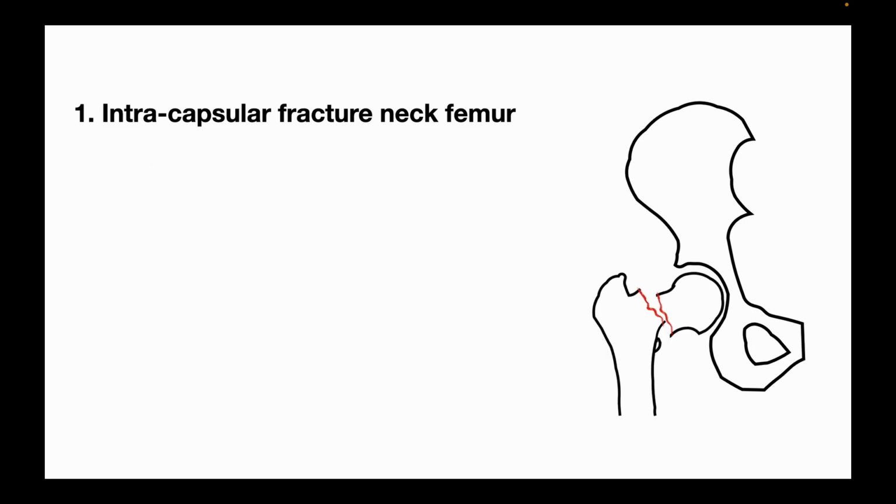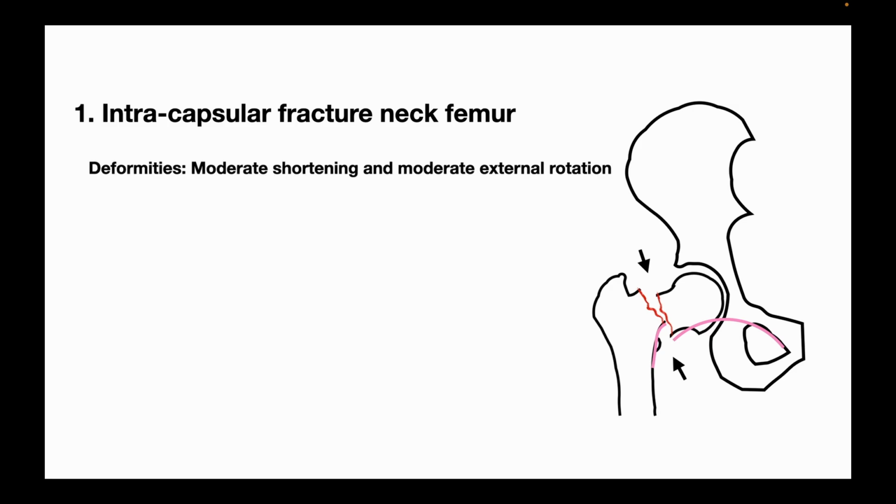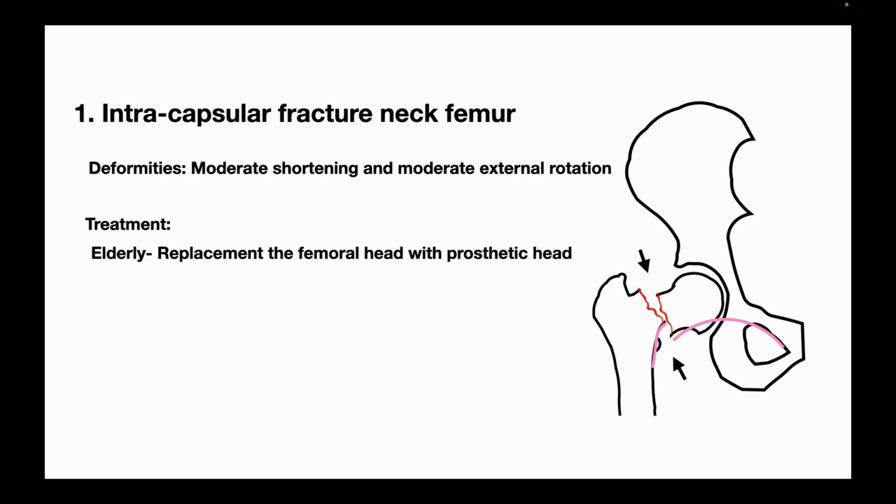trauma. This is the fracture line in an intracapsular fracture, and Shenton's line is marked and it is broken here. If you look at the deformities, there will usually be a moderate amount of shortening and moderate external rotation of the lower limb. Coming to treatment, in the elderly, it's treated by replacing the femoral head with a prosthetic head. In an active elderly individual, total hip replacement would be appropriate. If they have limited mobility, then a hemiarthroplasty should suffice.